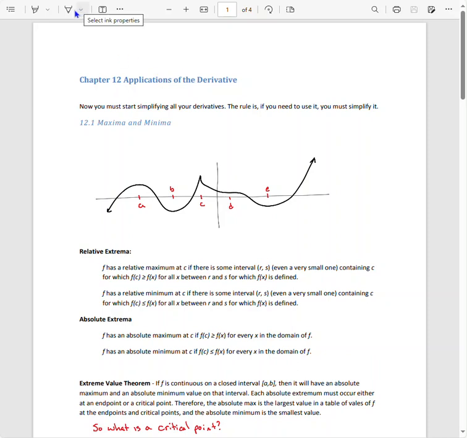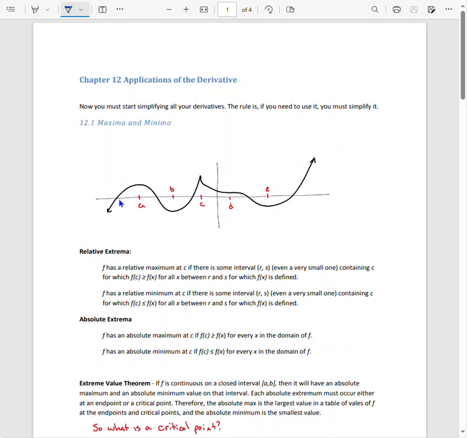And unfortunately for you, we have a new rule. If you need to use it, you have to simplify it. So start simplifying your derivatives. You're not just finding a derivative just for kicks. Now you're going to use it. So we're going to make the algebra easier.